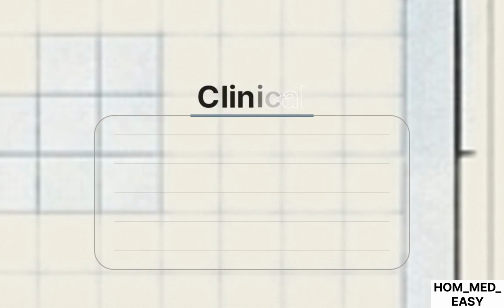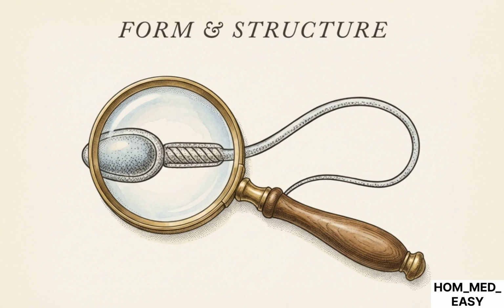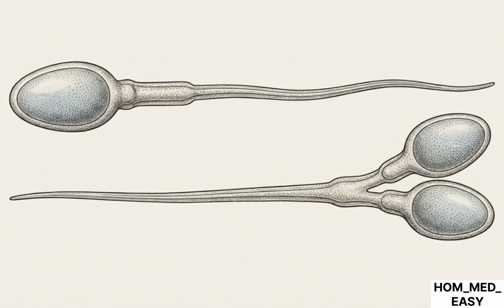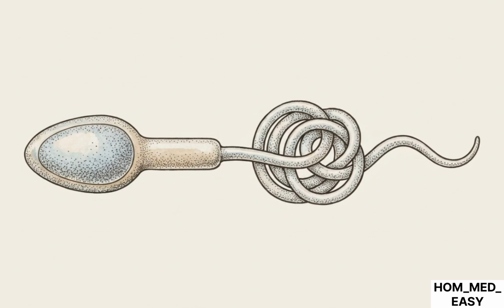Now, let's map the real-world failure points. Create a new section on your paper and title it Clinical. First are morphological issues. These occur when there is a physical failure in the shape or motility of the final spermatozoa. This medical illustration shows what those physical failures look like: a normal cell, compared to one with a double head, and another with a tightly coiled tail that prevents it from swimming to fertilize an egg.